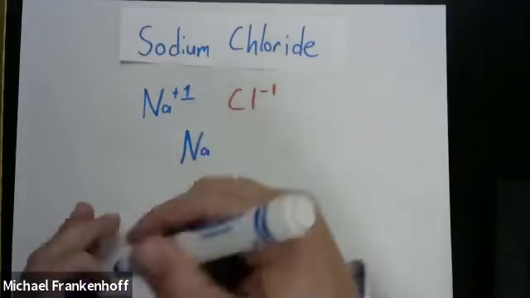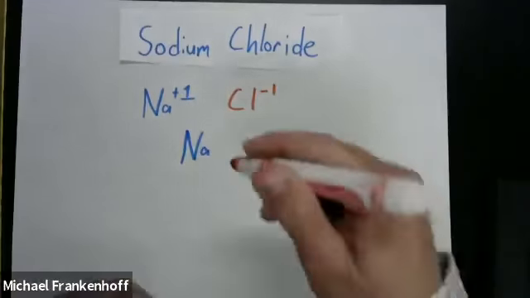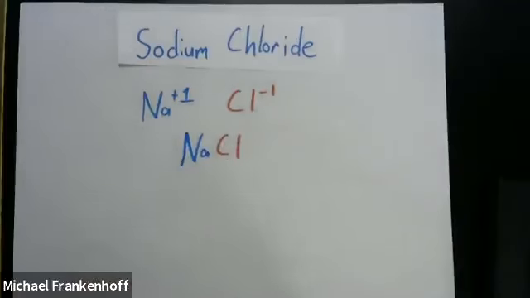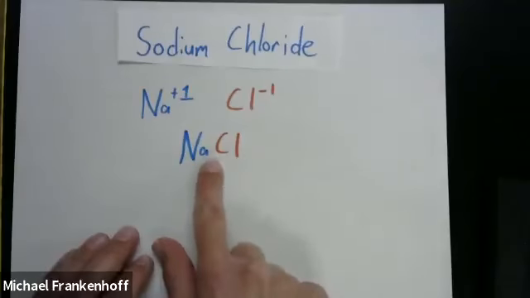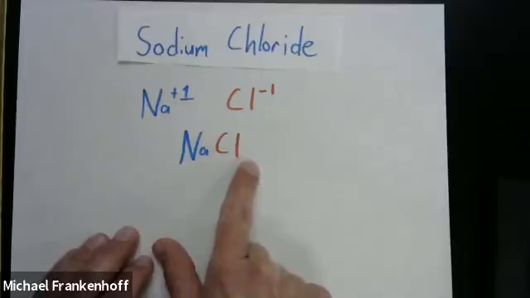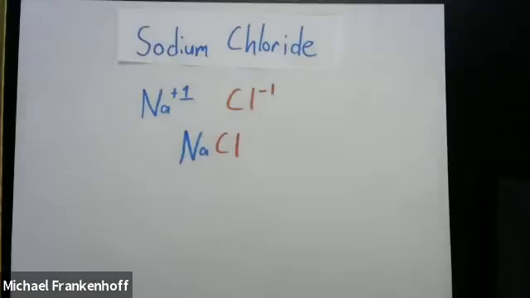So that sodium, because it's positive, will pull in that chlorine because it's negative, and you get sodium chloride there. By the way, we don't write ones if there's only one of them. There's this temptation to write a 1 here and a 1 here, but we don't do that if there's just one. So there is the chemical formula for sodium chloride.